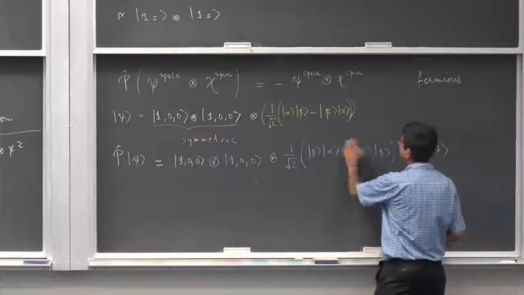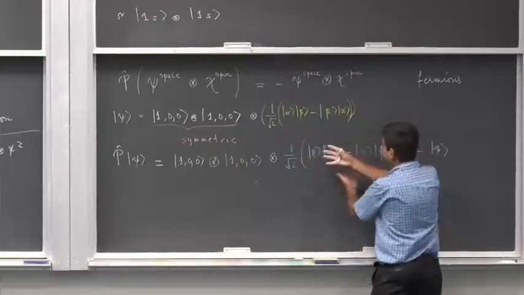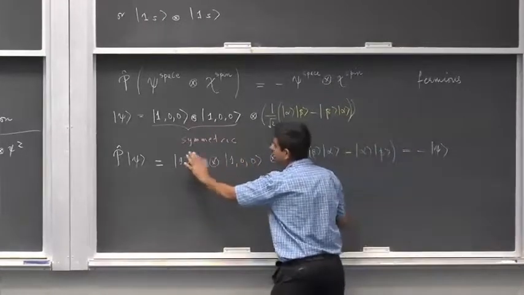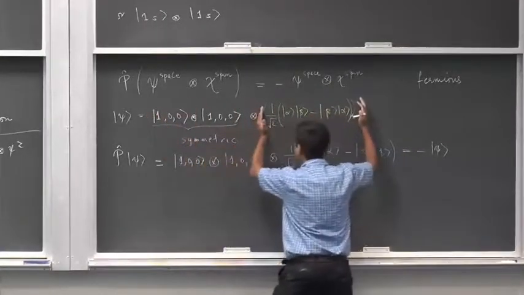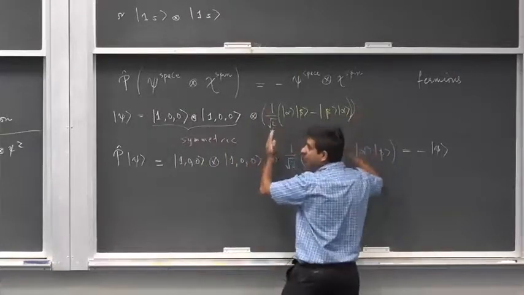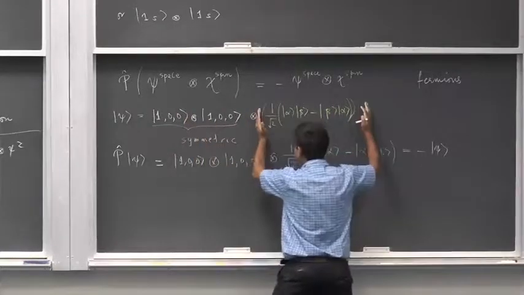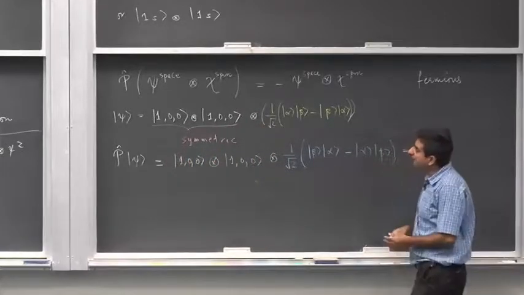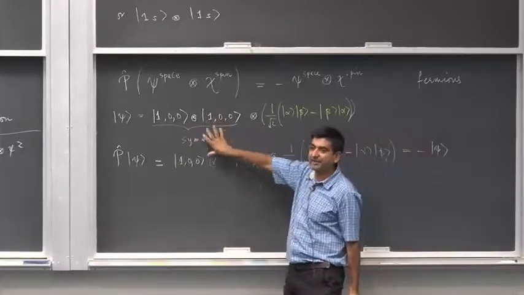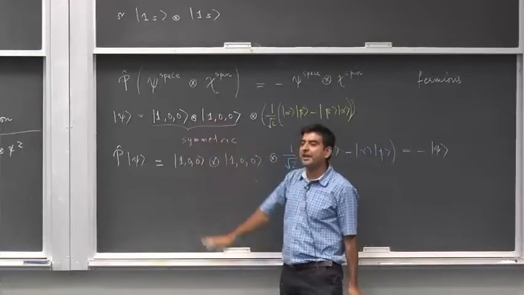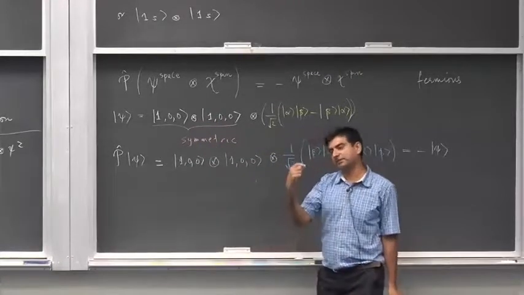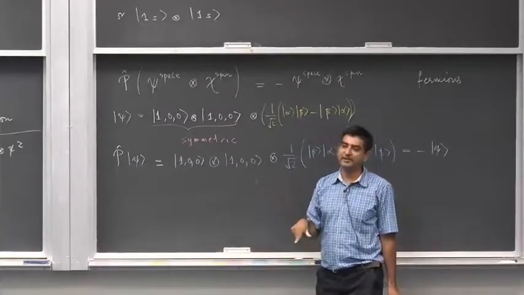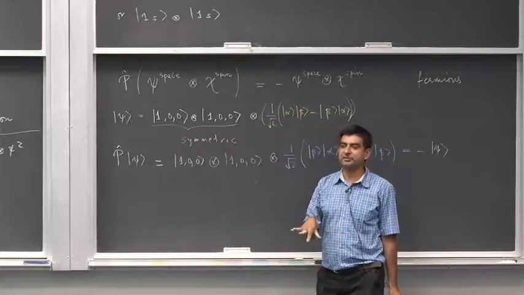Because this is alpha beta minus beta alpha, just the negative of this. Nothing happens to this. This is a symmetric part and this is an antisymmetric part. So you're multiplying a symmetric part with an antisymmetric part, the overall wave function remains antisymmetric. So if your spatial wave function is symmetric, it dictates what the spin part should be. It must be antisymmetric. This is called the symmetrization postulate.